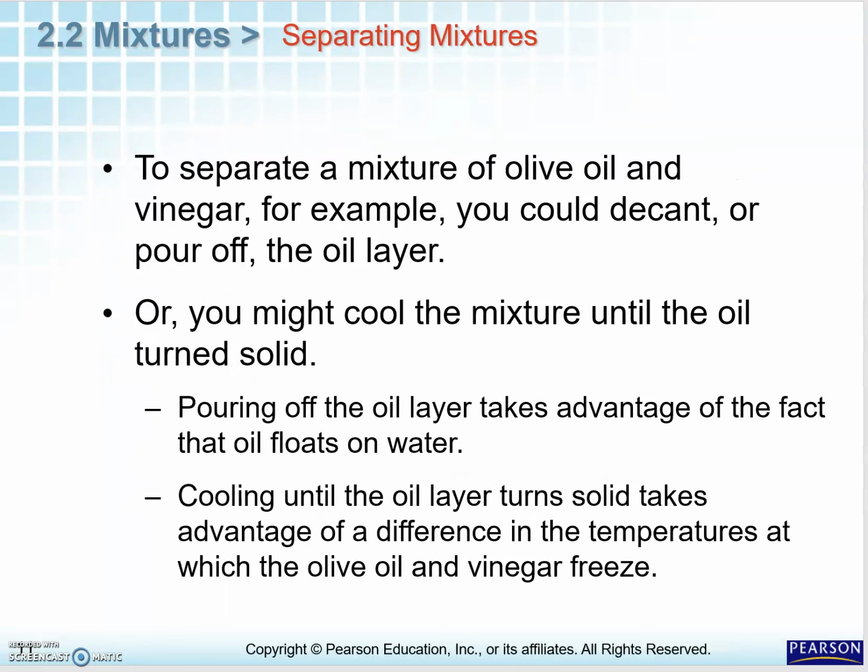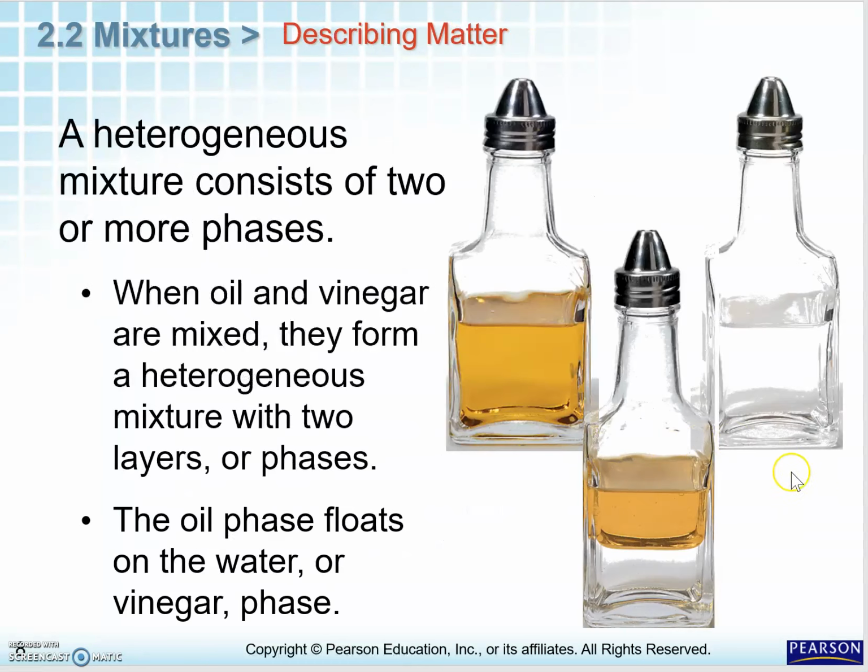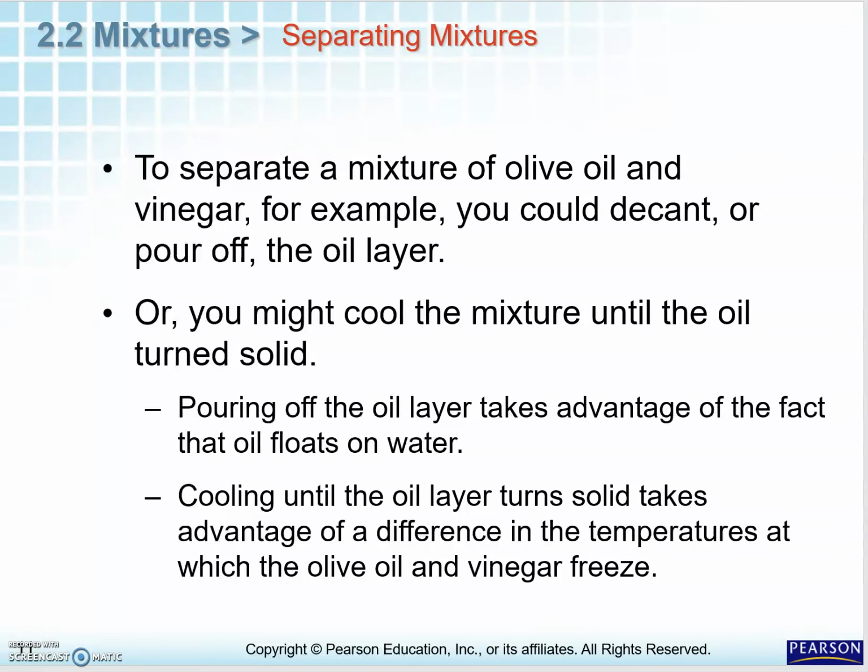To separate mixtures of things like olive oil and vinegar, you can decant, also known as just pouring off the top layer. So if you think back to the oil and vinegar, you could easily pour off the top layer until it's just vinegar at the bottom.